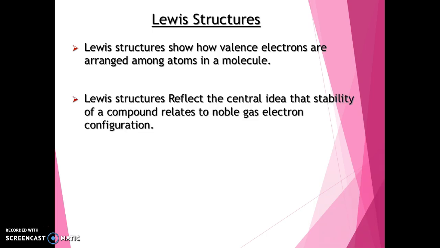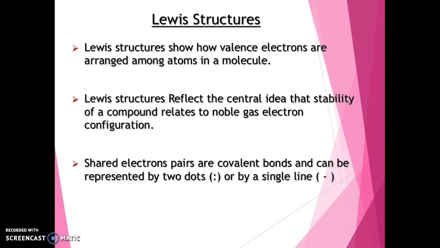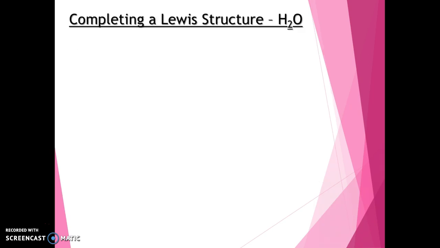Lewis structures reflect the central idea that stability of a compound relates to the noble gas electron configuration. So we go back to the noble gas, we go back to trying to get an octet. Shared electron pairs are covalent bonds and can be represented by either dots, 2 dots being a covalent bond, or a single line being a covalent bond. So here we go. Completing a Lewis structure for H2O, dihydrogen monoxide, or water.